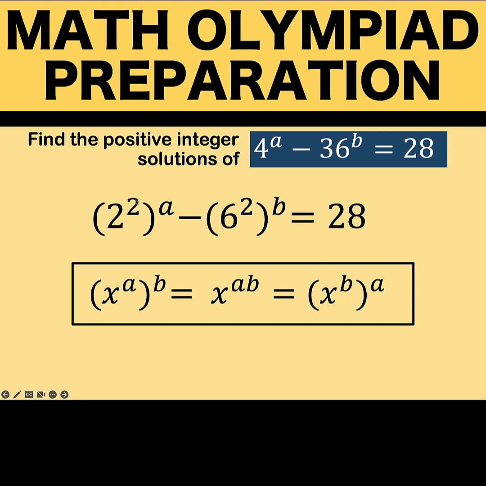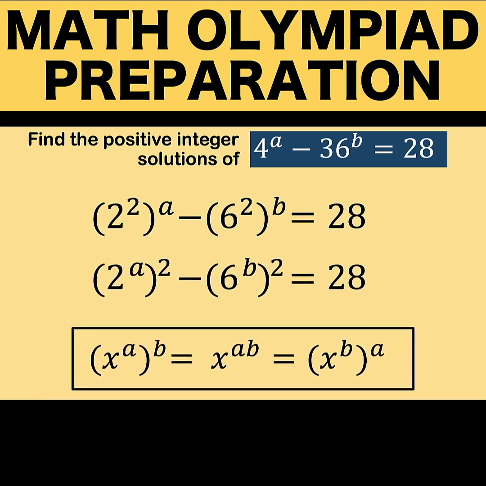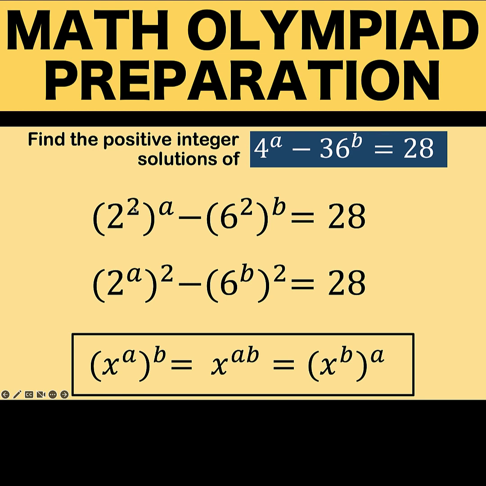The reason is we notice that there is an exponent 2 here, there is an exponent 2 here, and there is a minus sign, so we know that we can turn this into a difference of 2 squares. So let's carry that out. This is what we have. We interchange the exponent inside and the exponent outside to get this expression, with the same explanation for the second term.